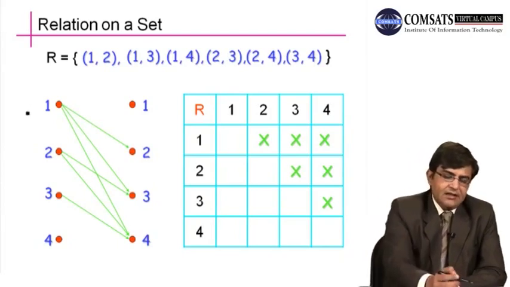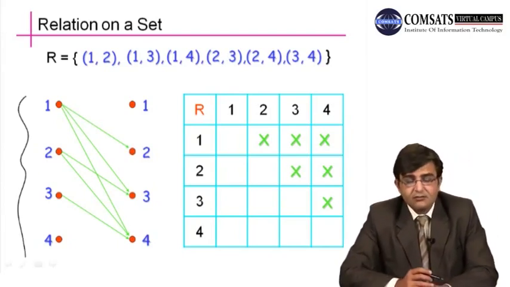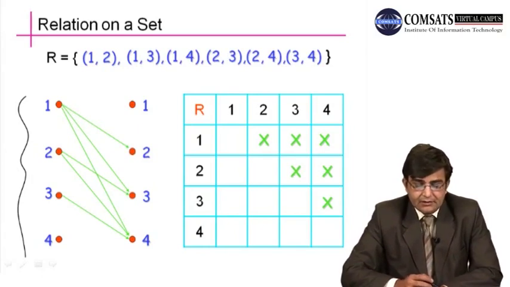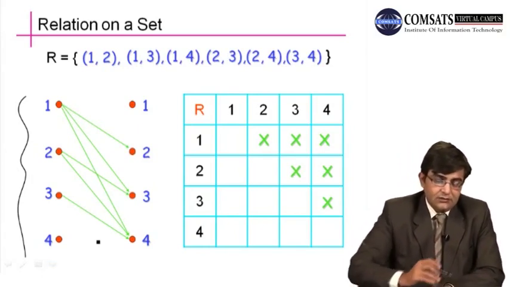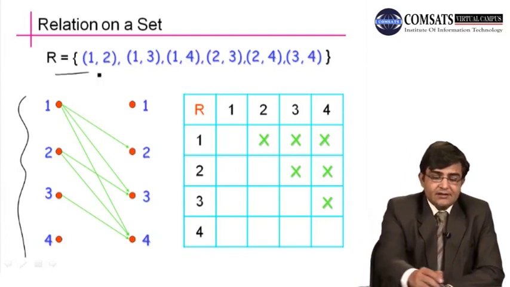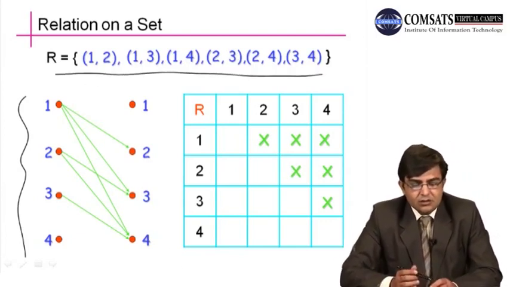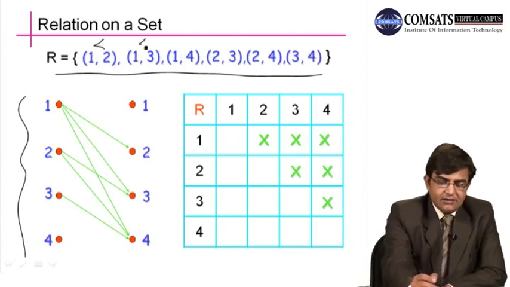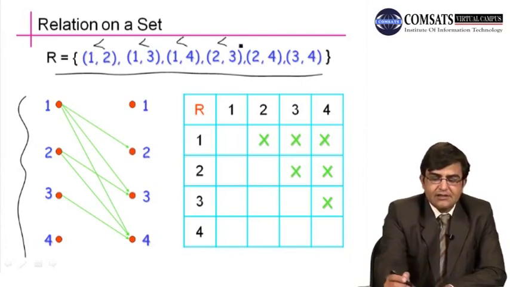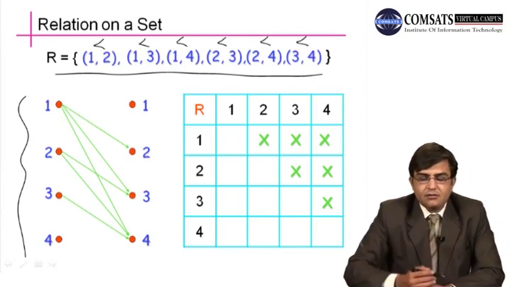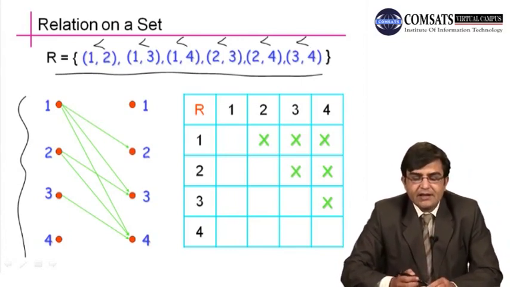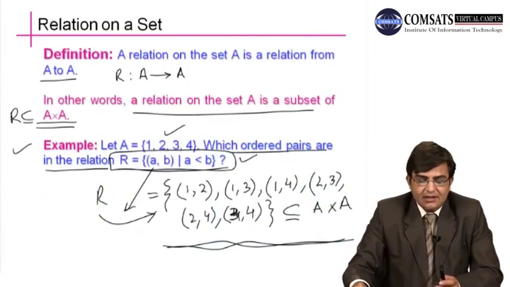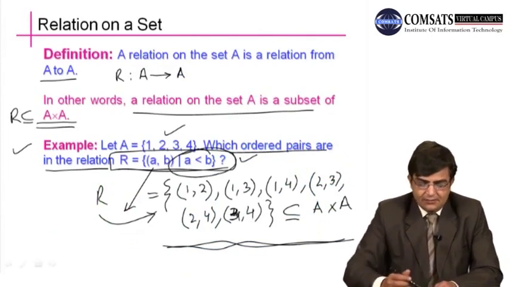We can graphically, or in the form of a diagram, write this like this. So R contains these elements 1, 2, 1, 3, 1, 4, 2, 3, 2, 4, 3, 4, because 1 is less than 2, 1 is less than 3, 1 is less than 4, 2 is less than 3, 2 is less than 4, 3 is less than 4. No other ordered pair can come in this relation because it doesn't satisfy the condition given in the relation here.